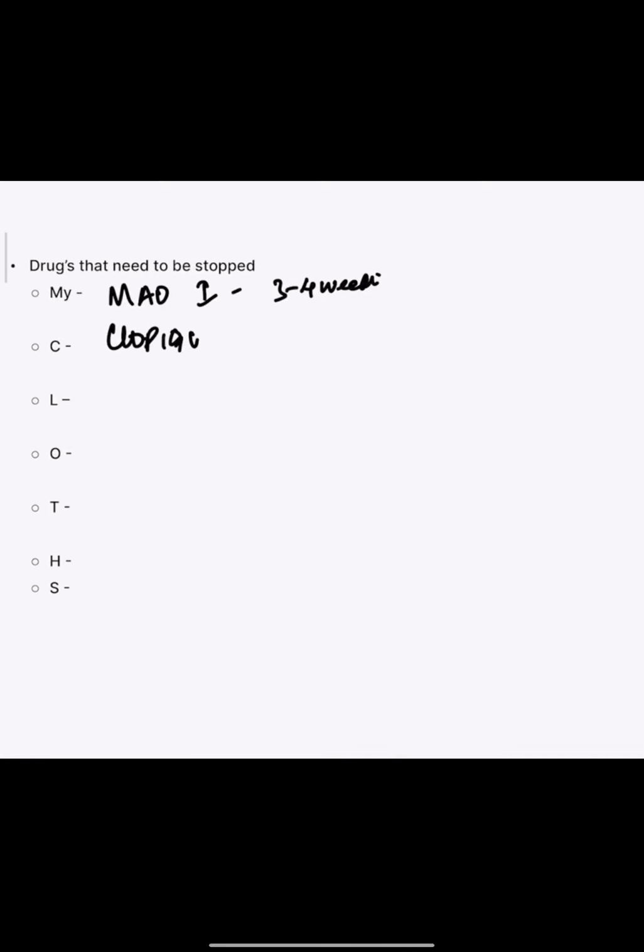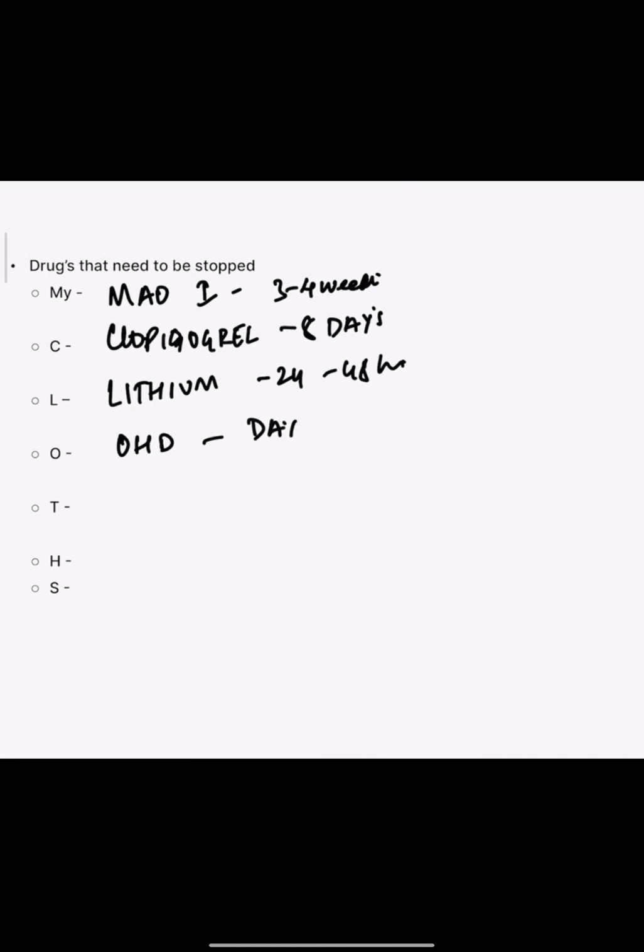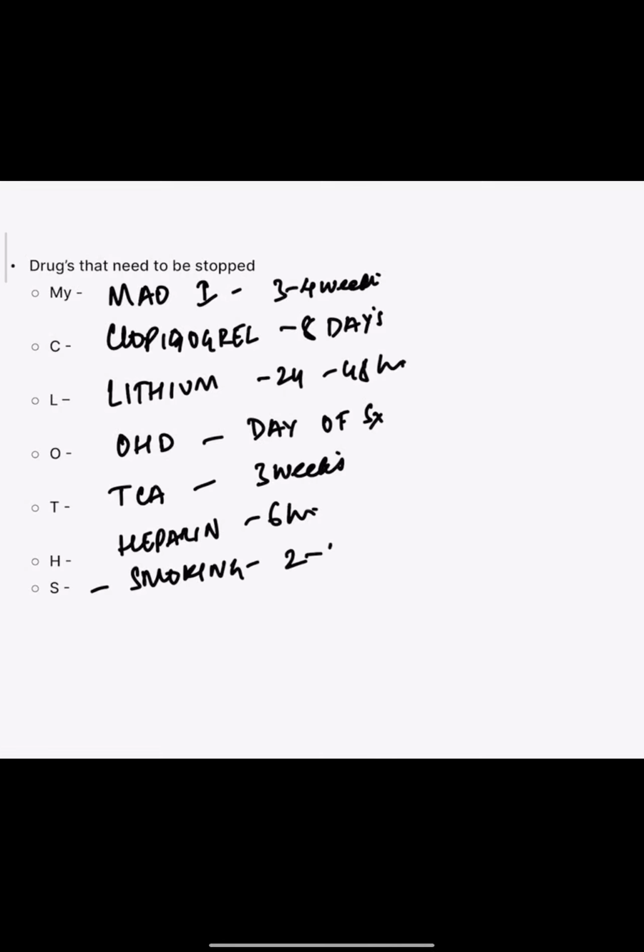Next, clopidogrel has to be stopped at least 8 days prior to surgery. Next, lithium has to be stopped at least 24 to 48 hours prior to surgery. Oral hypoglycemic drugs have to be stopped on the day of surgery. T stands for tricyclic antidepressants, which have to be stopped 3 weeks prior to surgery. H stands for heparin, which needs to be stopped 6 hours prior to surgery, and S stands for smoking, which needs to be stopped ideally 2 to 6 weeks prior to surgery.